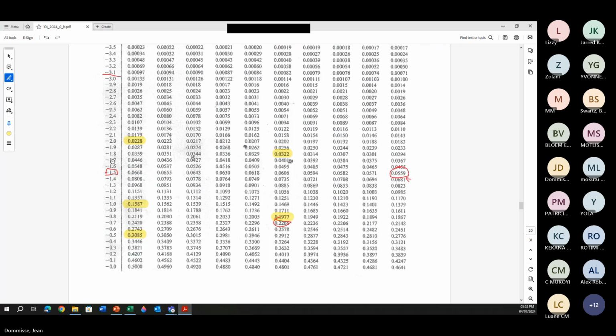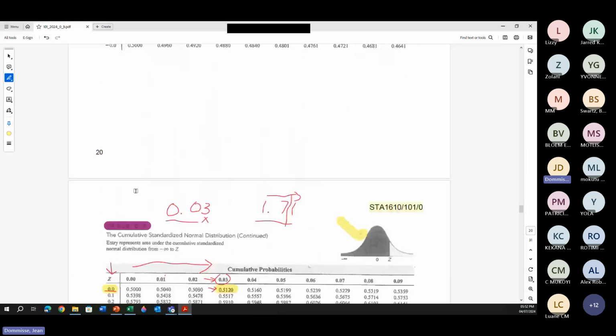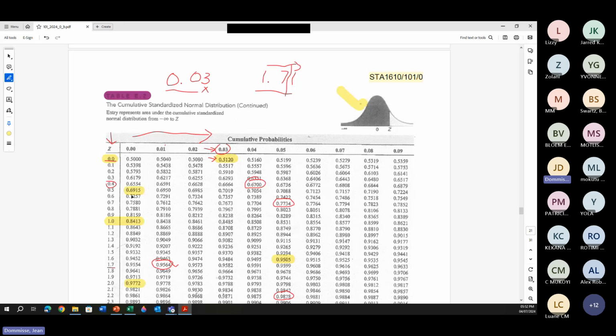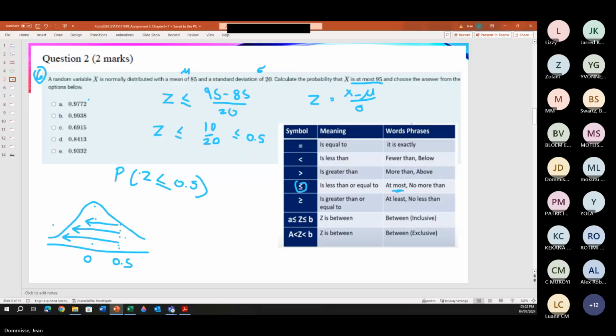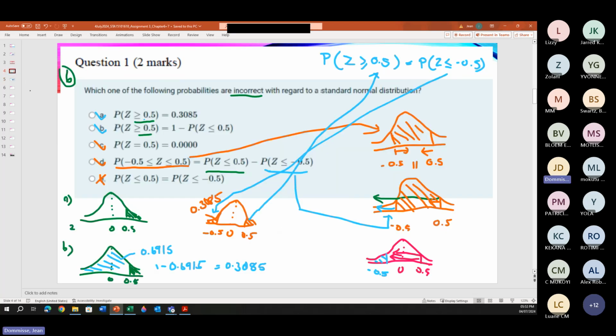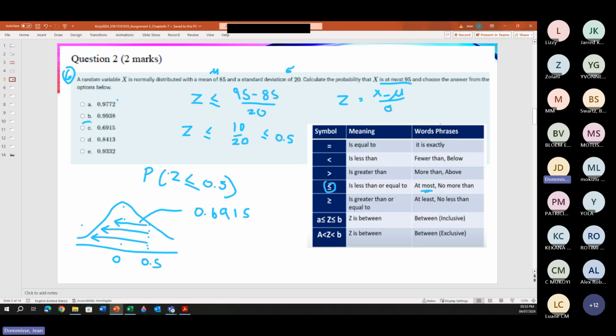0.5, the positive table again. 0.5. So we know that area is 0.6915. That area is the 0.6915. Okay, so I don't know if I planned it to have everything around the 0.5s for this assignment, but that is how we work it out.